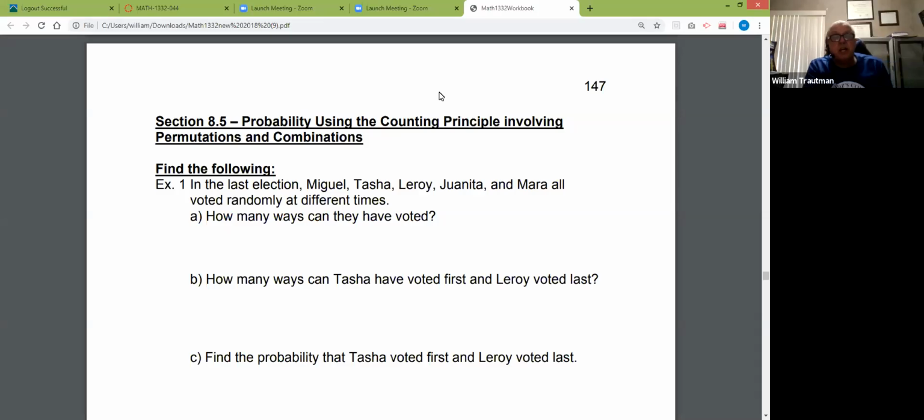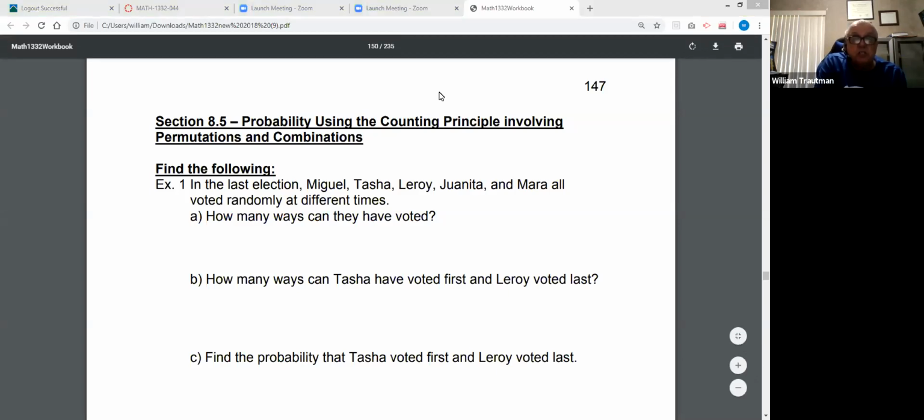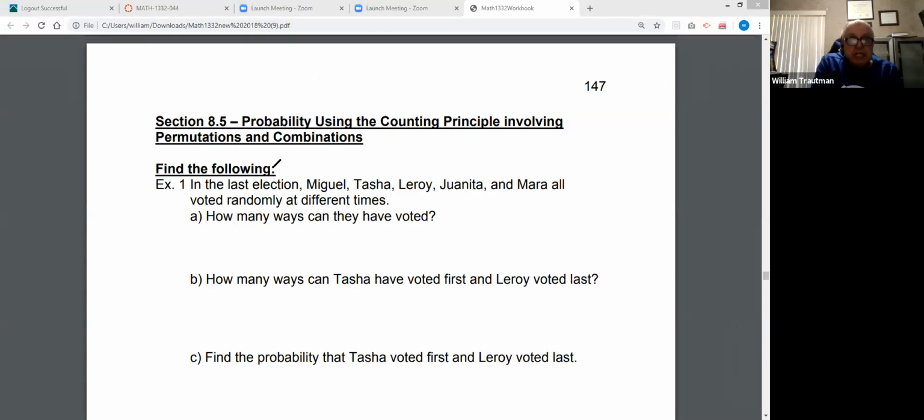All right, so this is 8.5 probability, where we're going to be using permutations and combinations. In the last election, Miguel, Tasha, Leroy, Juanita, and Marie, so there were 1, 2, 3, 4, 5 people, all voted randomly at different times. How many ways can they have voted?